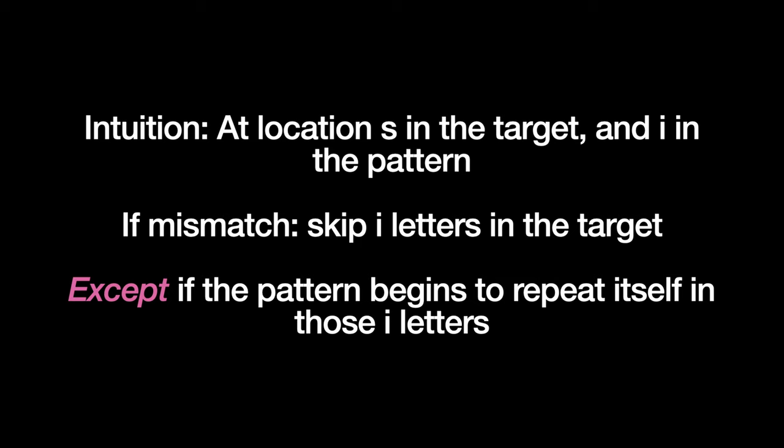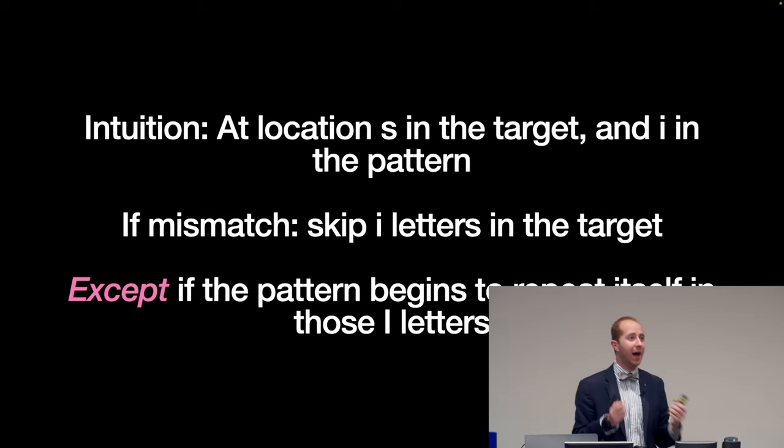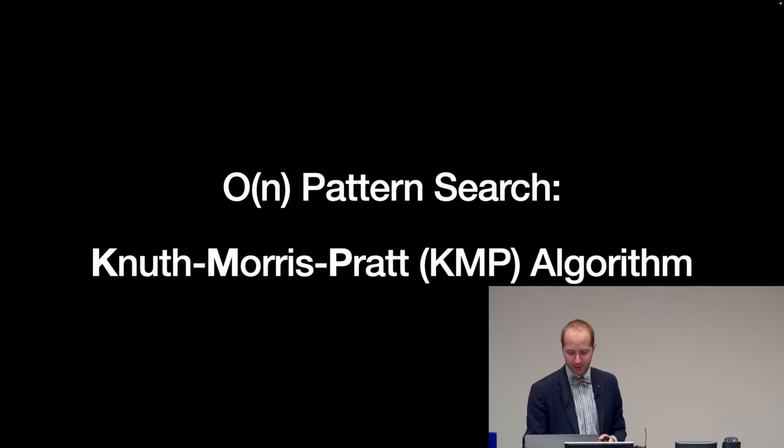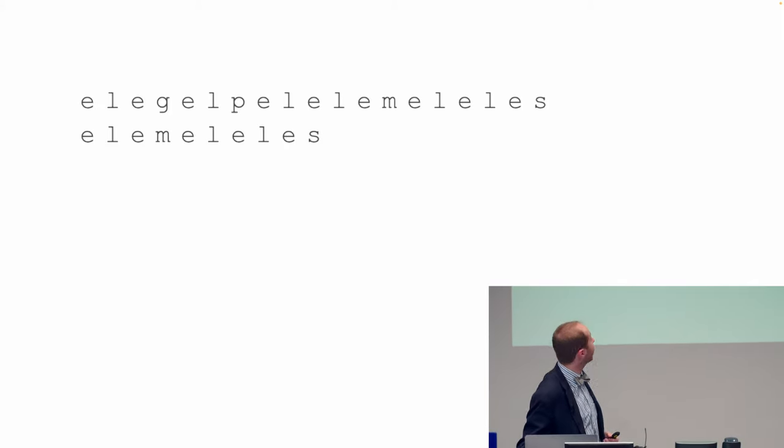The intuition here is that for a given location S in the target and for a location I in the pattern, so we're just setting up our variables, if there is a mismatch between the pattern and the target, skip I letters in the target where I is the number of letters we are into the pattern. So like Yash was saying, if we're 5 letters into the pattern and we've seen 5 A's, maybe we can skip 5 A's.